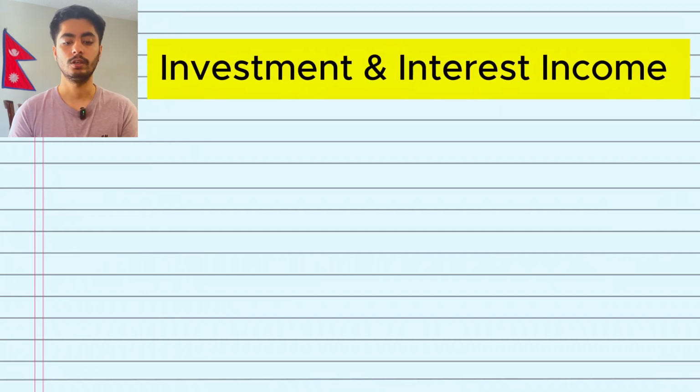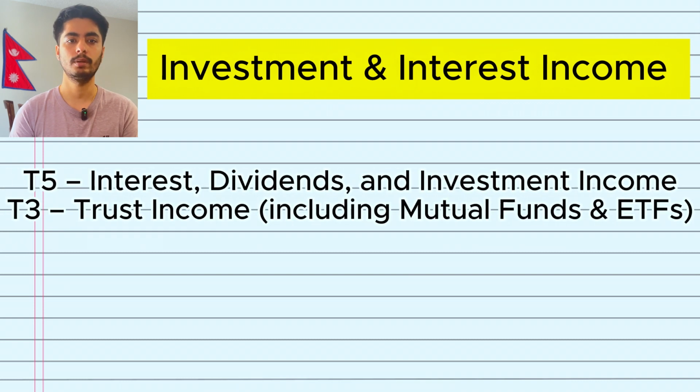Moving forward, investment and interest income. If you have invested money in mutual funds or ETFs, or you are saving money in your bank account, you need to have a T5, that is the interest, dividend and investment income slip that will be provided by your bank.